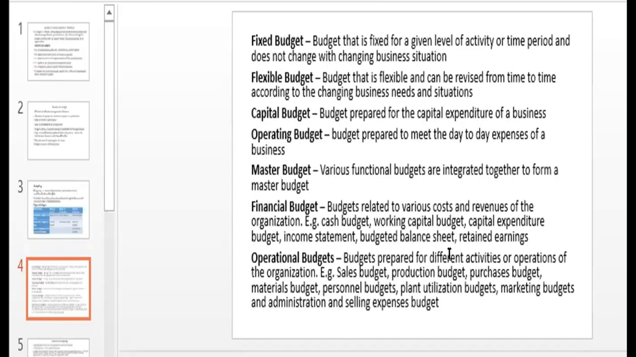Capital budgets are prepared for the capital expenditure of a business. And that's why they are long-term in nature. And the decisions that we make, like finance managers, with regard to these capital budgets, that's why we are called capital budgeting, are long-term in nature. They're not things that we are going to buy for our day-to-day use. They are things that are long-term in nature, and they require a heavy outlay in form of finances.